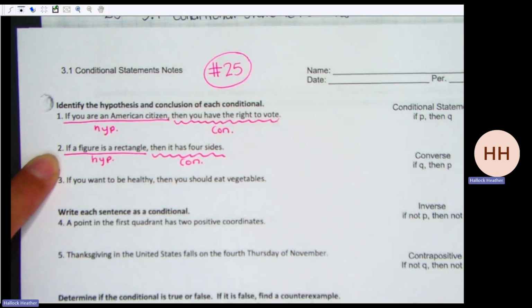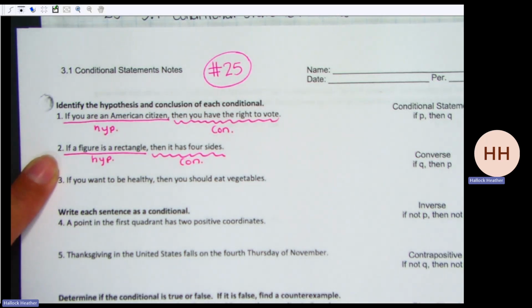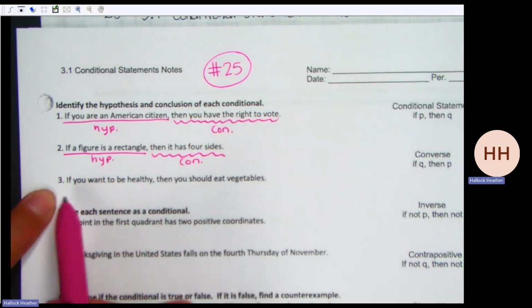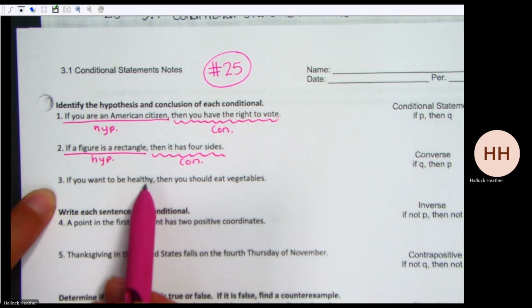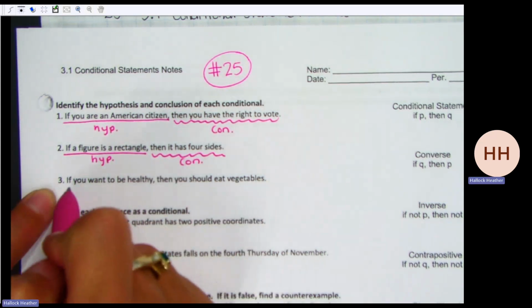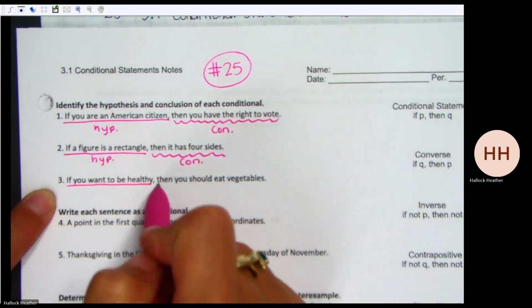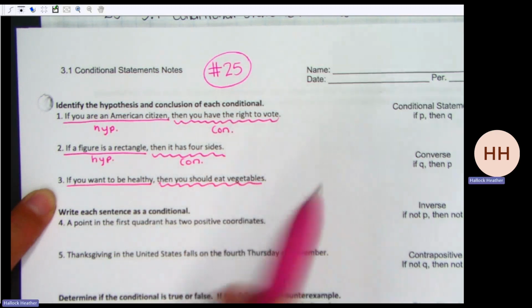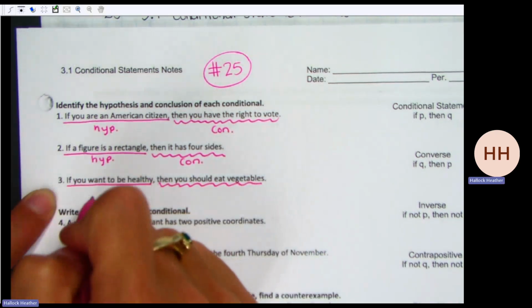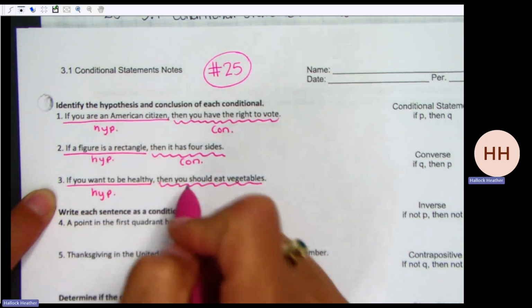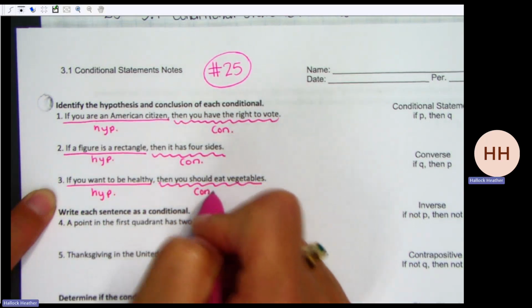So in a sentence, we're going to have 2 parts. And what we're going to have to do for today is rearrange it. And then we are going to figure out if that statement is true or false. The last one says, if you want to be healthy, then you should eat vegetables. Same thing. The front part is the hypothesis. The back part is the conclusion.